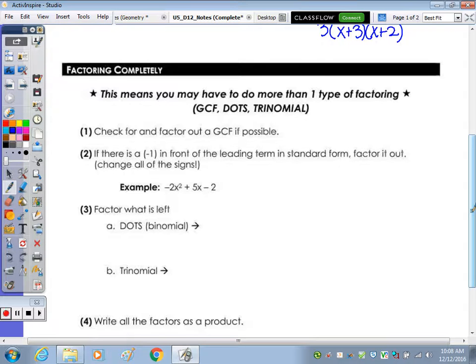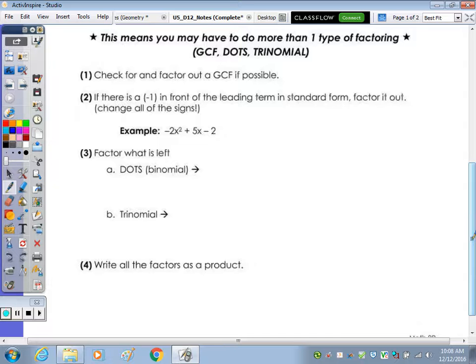So the first thing you want to do, and this is laid out for us again, guiding us through the process, is check for the greatest common factor. If there's a greatest common factor, you want to factor it out first. So step 1, factor out a GCF if possible. If there's a -1 in front of the leading term in standard form, factor it out.